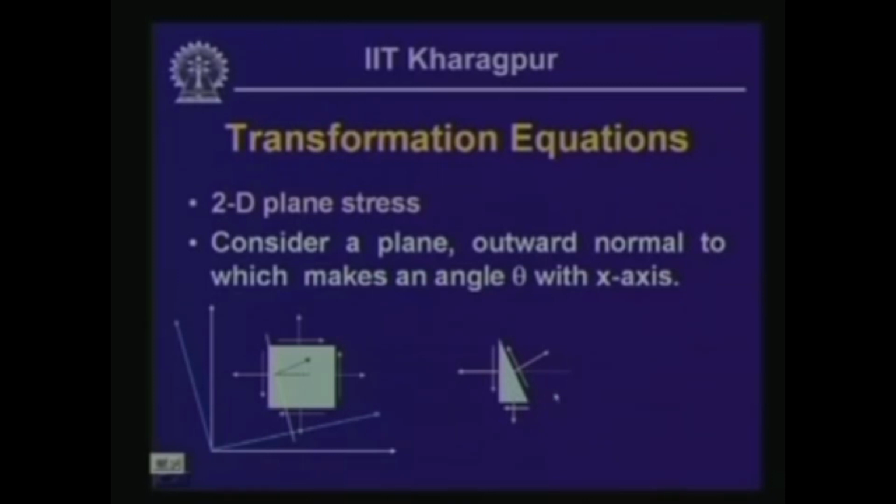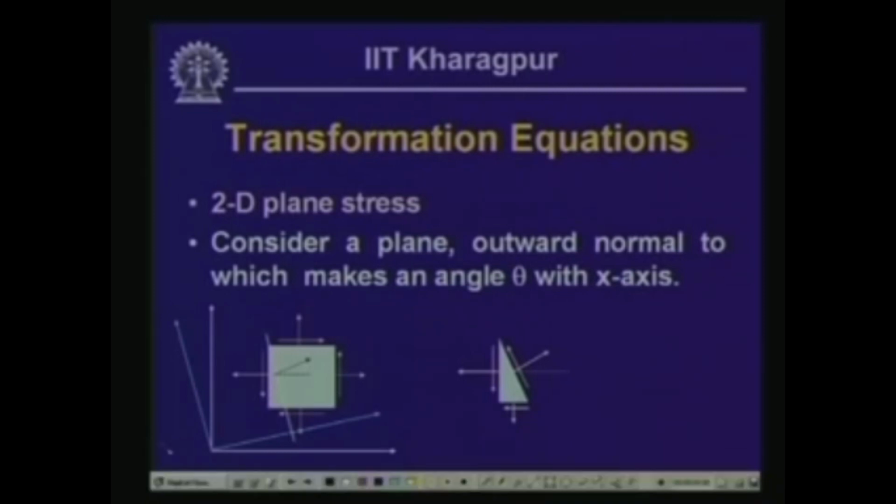Let us look into the derivations of the transformation equations. We have discussed the plane stresses in two dimensions. If we consider the stressed body at a particular point, this is our reference x axis, this is the reference y axis. The normal stress acting on the x plane is sigma x, the normal stress on the y plane is sigma y, and the shearing stress is tau x y.